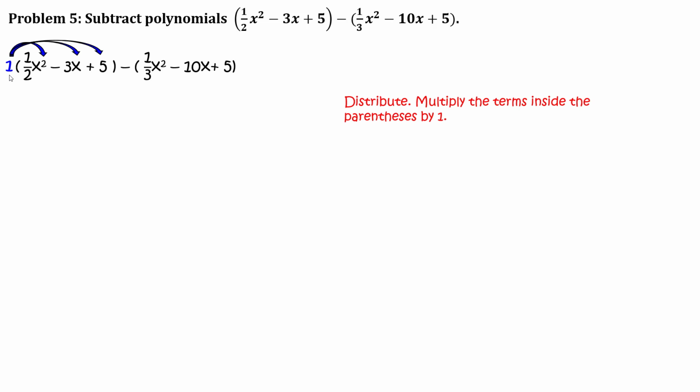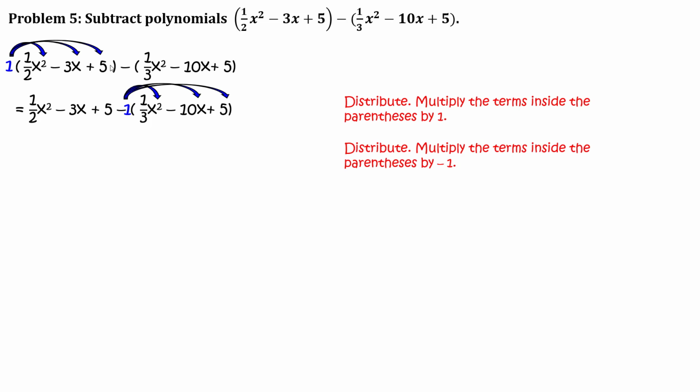So if there's nothing in front of the parentheses, there's an implied 1. I'm going to multiply the terms inside the parentheses by 1, which of course just means dropping the parentheses without changing anything on the inside, right? Because multiplying terms by 1 doesn't change them. For the second set of parentheses, because there's a minus outside of it, I'm going to multiply the terms inside the parentheses by negative 1. And that, of course, 1/3 x squared becomes negative 1/3 x squared, negative 10x becomes positive 10x, and positive 5 becomes negative 5.